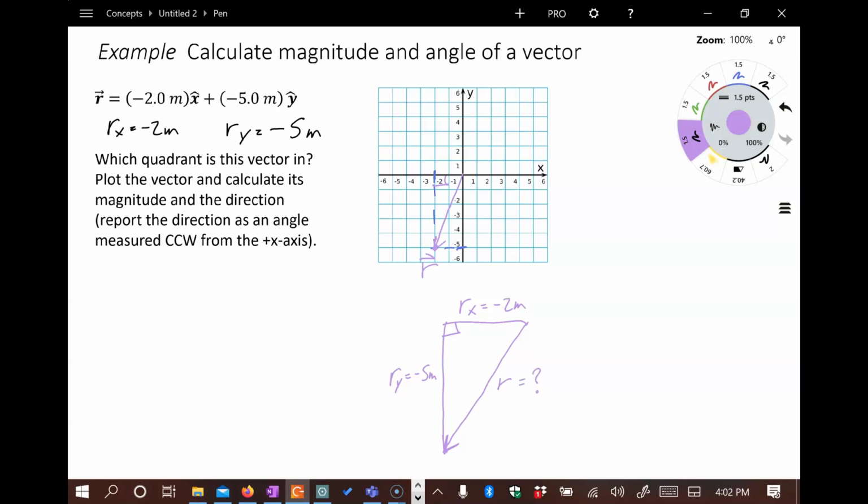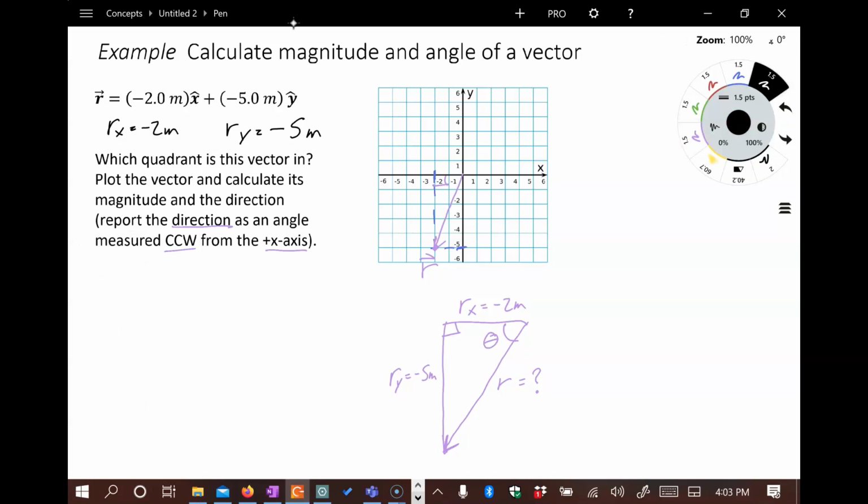And I'd like to calculate the angle, the direction of this vector, right? We want to specify it as an angle measured counterclockwise from the plus x-axis. I can really choose either this angle or this angle. I'm going to pick the first one. So let's call this temporarily just angle theta for now. So we've got our triangle, and the goal is to figure out what is theta and what is the hypotenuse, the magnitude r.